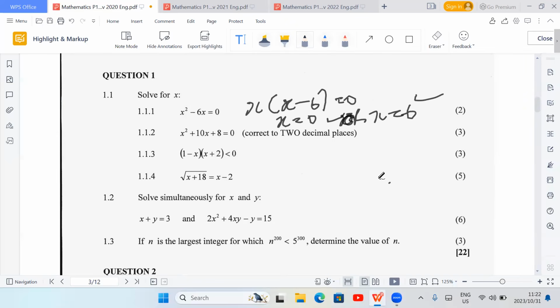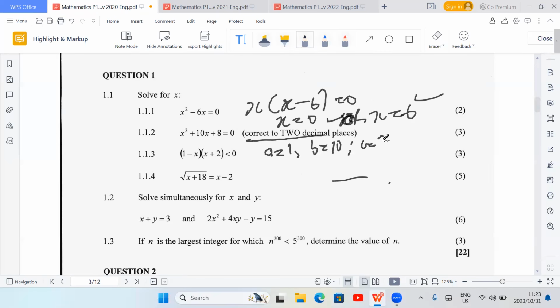Then 1.1.2, we have x squared plus 10x plus 8 is equal to 0, and we can see that it is in a quadratic format. So we know that we have to use our quadratic formula, mostly because they tell us correct to 2 decimal places. This is a hint on its own that we need to use the quadratic equation. From here, you just have to collect your A is 1, your B is 10, and your C is 8.